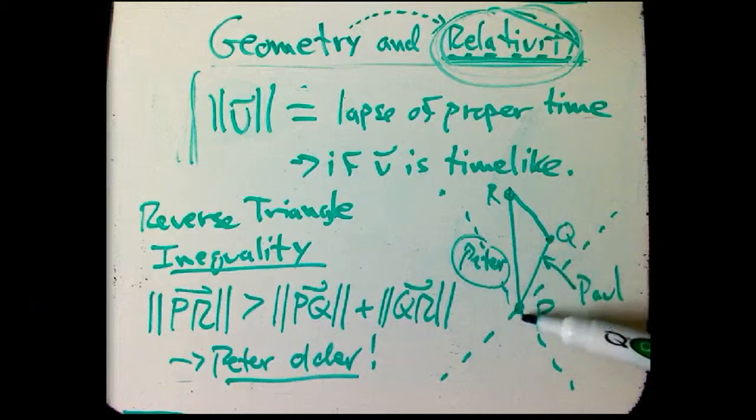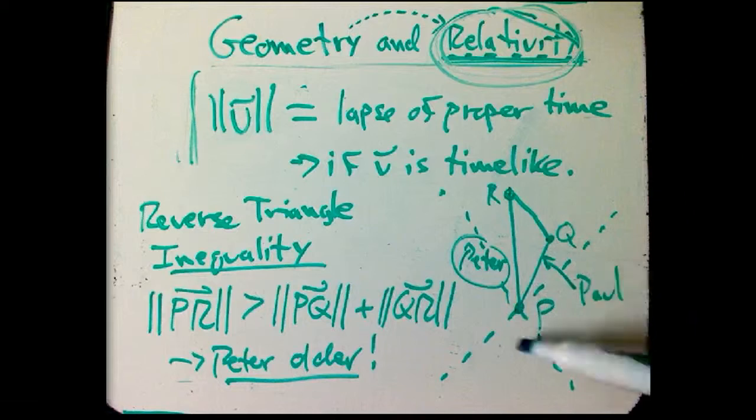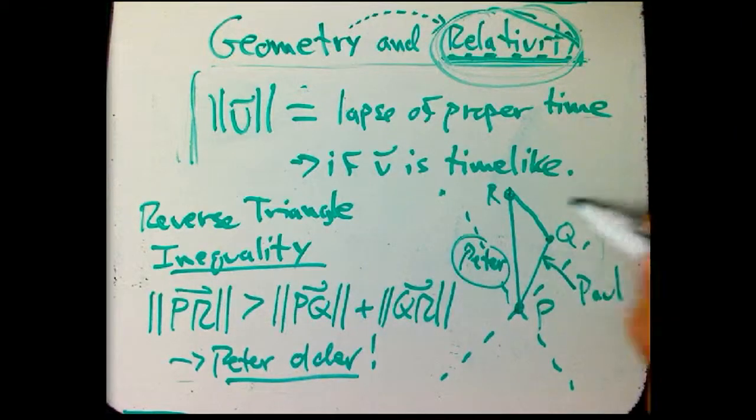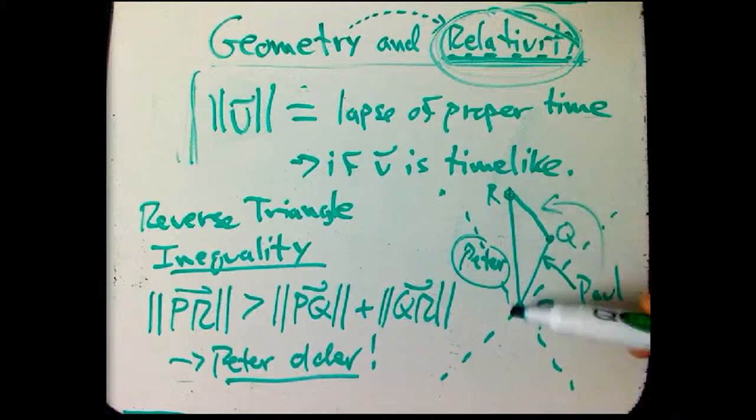But wait a minute. What about from Paul's perspective? Isn't relativity all about how every observer can be their own observer and set up their own coordinate system? So according to Paul, Peter's the one who's moving, and so maybe Paul should be the one who ends up older. Isn't that paradoxical, that we've got opposite predictions? But if you look at this picture, that's obviously ridiculous. Paul and Peter are totally not symmetrical. Paul is two sides of a triangle. He's not a straight line. Peter is a straight line.